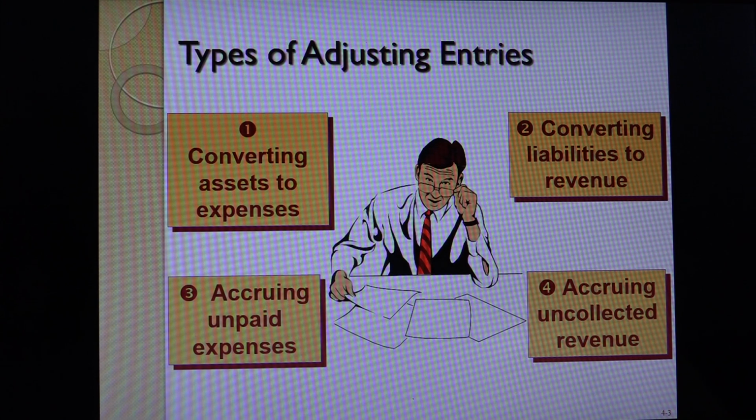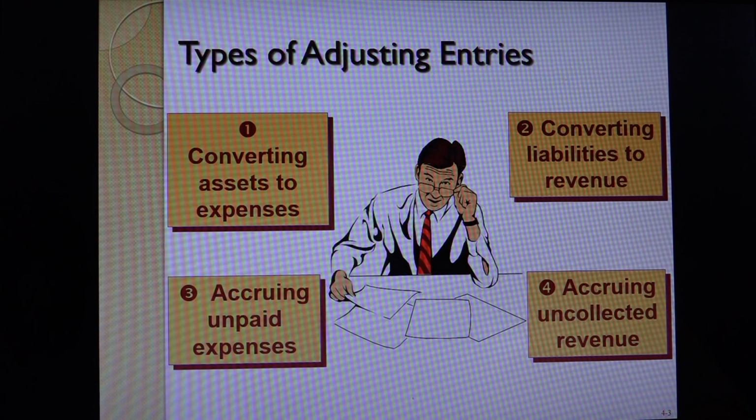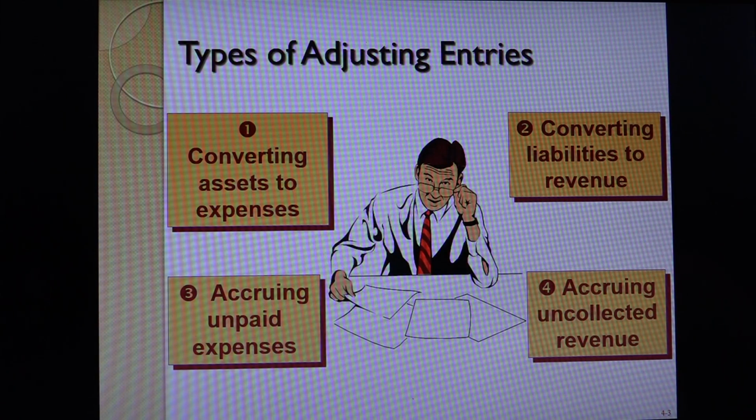You can accrue unpaid expenses. That's when you get a bill in one period and you're going to pay it in the next, so that would be accounts payable. You can accrue uncollected revenue. You come up to the end of the year, you've got goods that you've delivered, so you've earned the revenue, so you bill them as an accounts receivable.